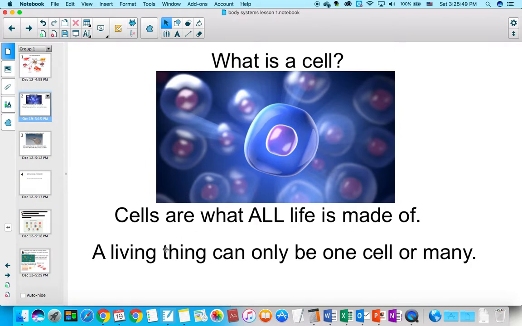A living thing, so to call something alive, it needs to be at least one cell. It can be many cells put together, but to call something alive, it needs to be made up of at least one cell. So a living thing can only be made of one cell or many cells. It can't be made of anything else.